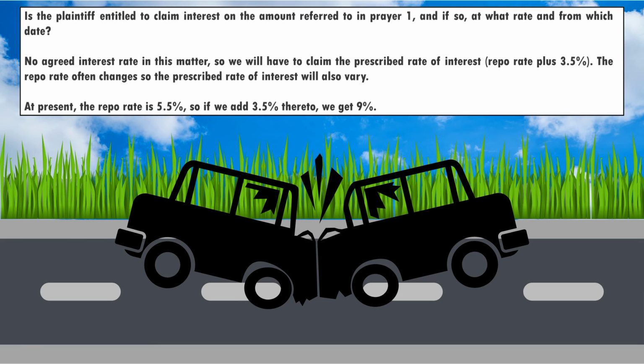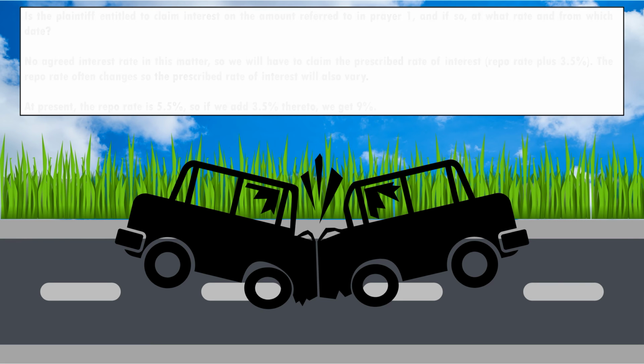Is the plaintiff entitled to claim interest on the amount referred to in prayer 1? And if so, at what rate and from which date? There is obviously no agreed interest rate in this matter, so we will have to claim the prescribed rate of interest. As a reminder, the prescribed rate of interest is the repo rate plus 3.5%. The repo rate often changes, so the prescribed rate of interest will also vary. At present, the repo rate is 5.5%, so if we add 3.5% thereto, we get 9.